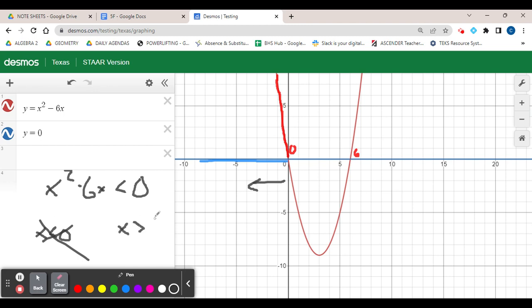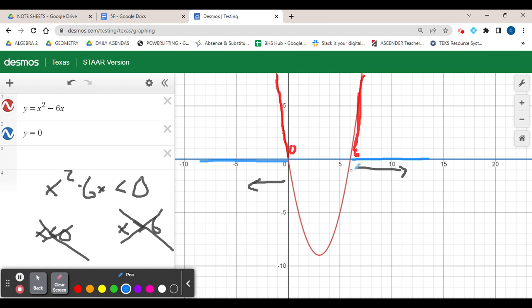Okay, what about if x is greater than 6? If x is greater than 6, which is anywhere over here, again, what you have is the red graph, the x squared minus 6x, higher than the blue graph. So if x is greater than 6, well, that ain't going to work. Out. We're out. Which leaves this little middle area right here. If we were to choose any number between 0 and 6 and plug it into this function, we would get x squared minus 6x being less than 0.